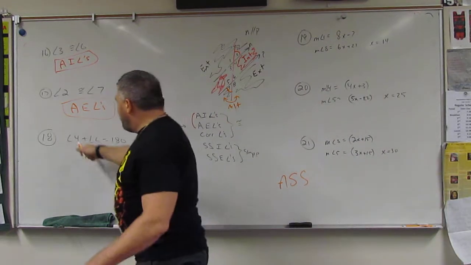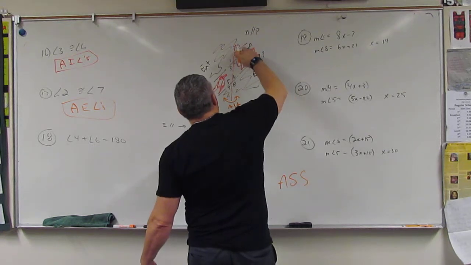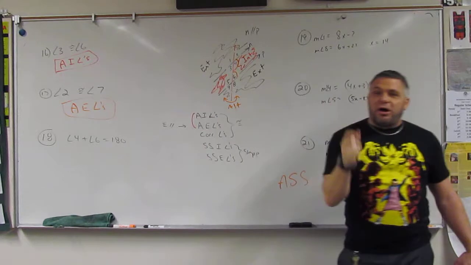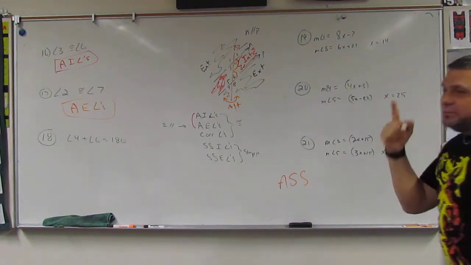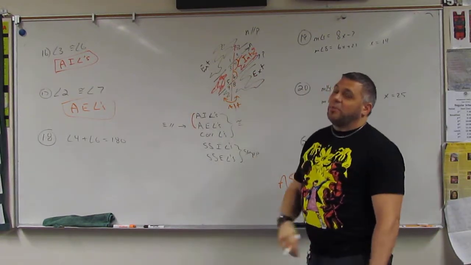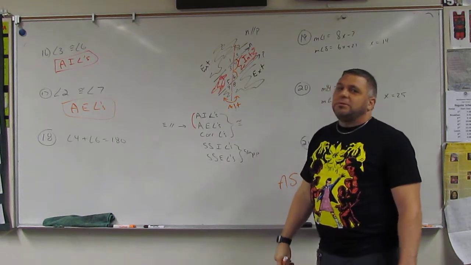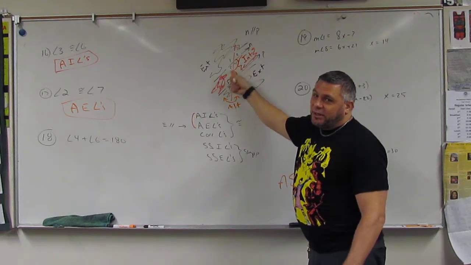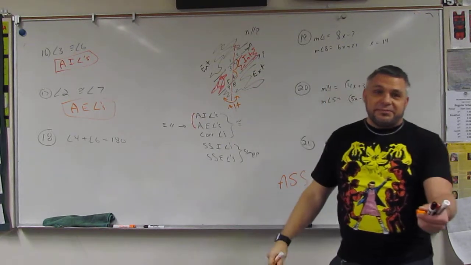Next. 4 and 6. We're going to talk about 4 and we're going to talk about 6. Are they alternating? Are they on both sides of that red line? Or are they both on one side? Are they alternating, or on the same side? They're on the same side.